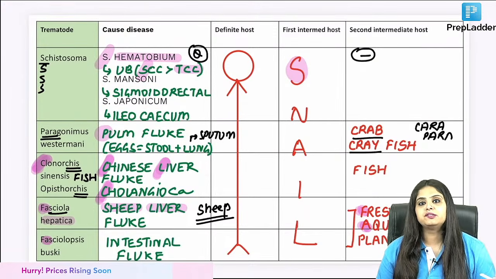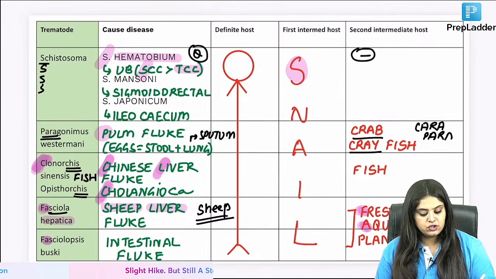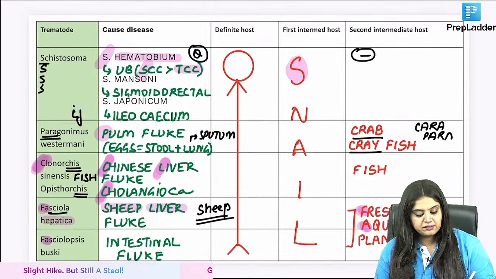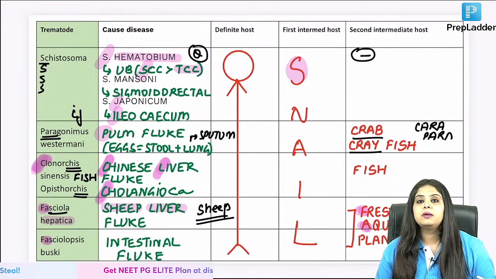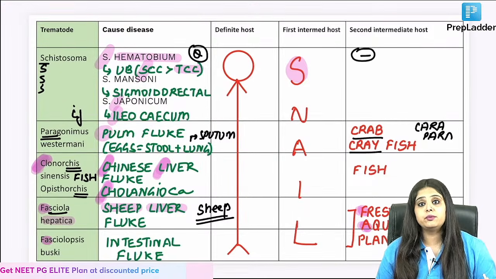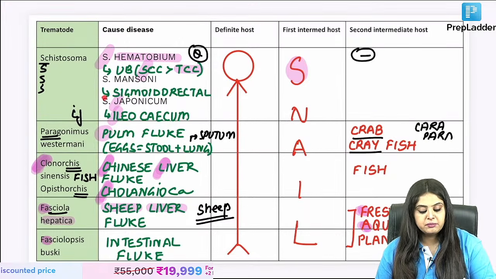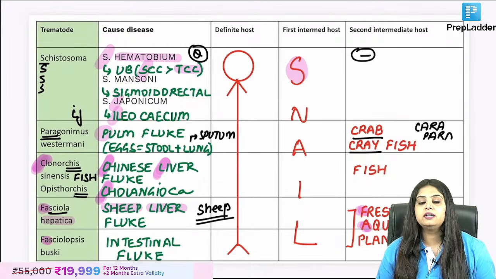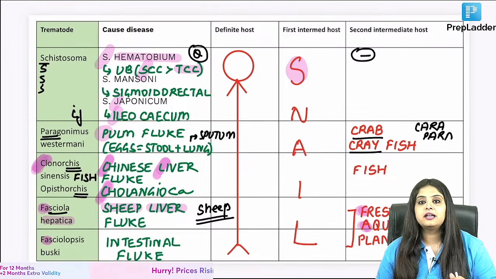Then Schistosoma mansoni and japonicum, you can see these are going into the intestine. Their next question will be small intestine, large intestine. So IJ, that is how we learn it. If they ask me about ileocecum, I will mark I followed by J. So Schistosoma japonicum goes over there. And if they ask me large intestine, that is sigmoidorectal, then mansoni will go over there. All the names are remembered.